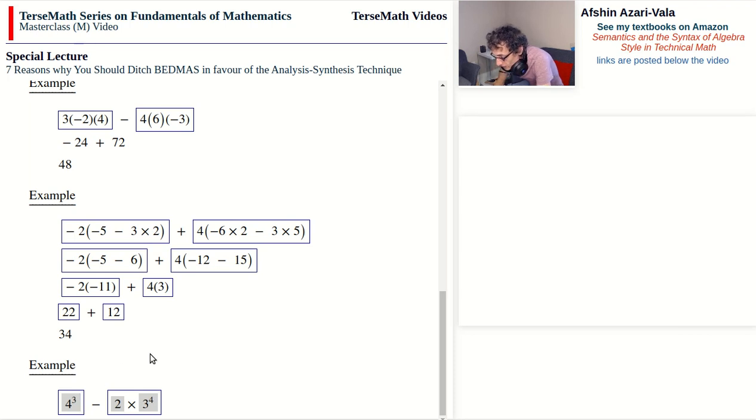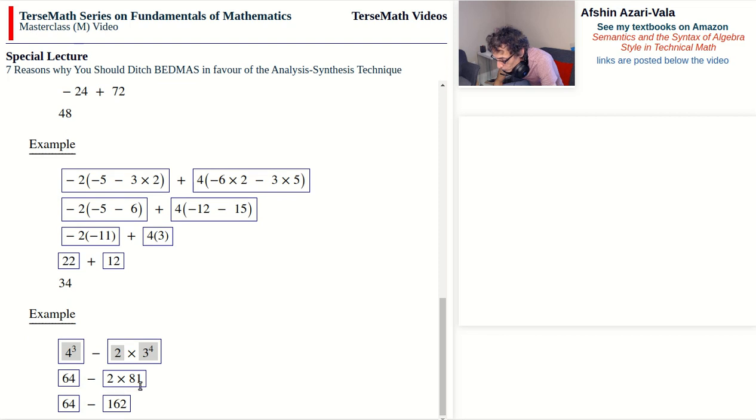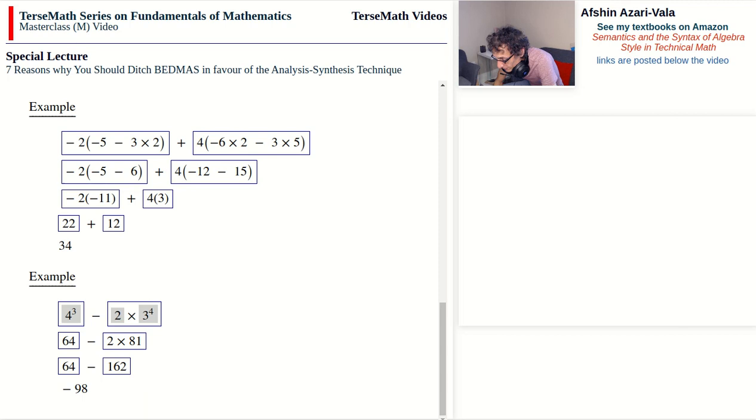Now we go back to the synthesis stage, which means that we work out the factors. 4 to the power of 3 becomes 64. This factor is just 2, and 3 to the power of 4, you multiply 3 by itself 4 times to get 81. And so the next line is here. Factor 4 to the power of 3 is done, 2 is done, 3 to the power of 4 is done. Now that the factors have been done, we work out the terms. Term number 1 is just 64, that's done. Term number 2, we multiply 2 by 81 to get 162, and then we subtract to get -98.